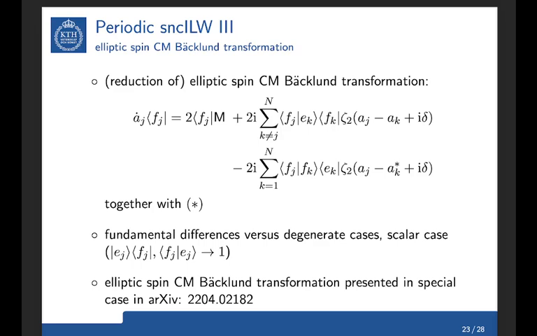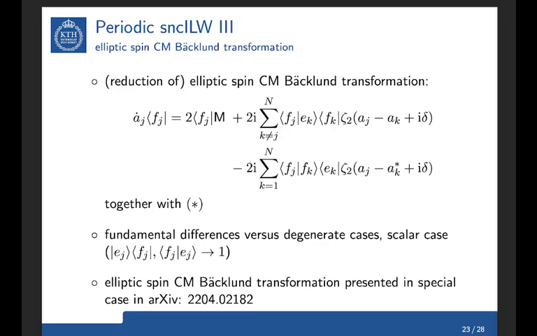And of course, to have the full Bäcklund transformation, you need the equations on the previous slide. So the time evolution equation for M, the constraints on the Ej and Fj, and actually the equations of motion for Ej and Fj as well. So I'll just emphasize there are fundamental differences versus both the degenerate cases, which we've already seen. They don't have this M. In fact, you can insert it, but it wouldn't be dynamical. So this is a difference.